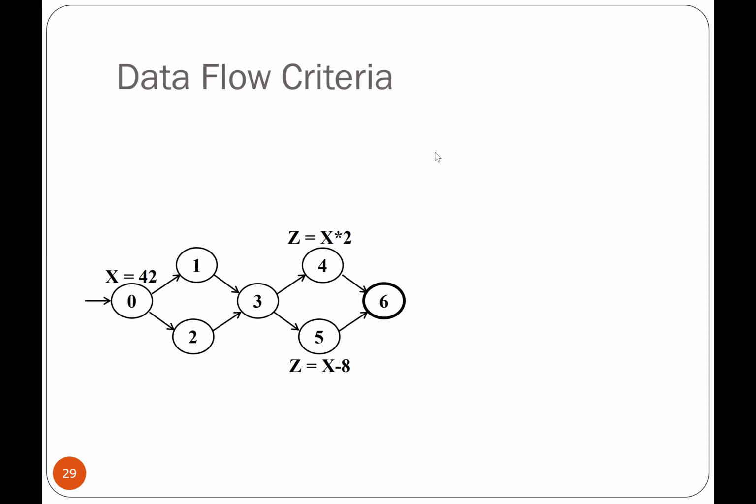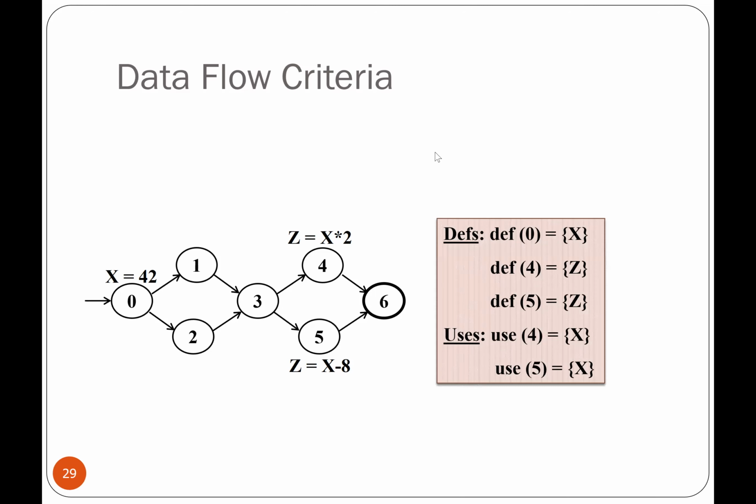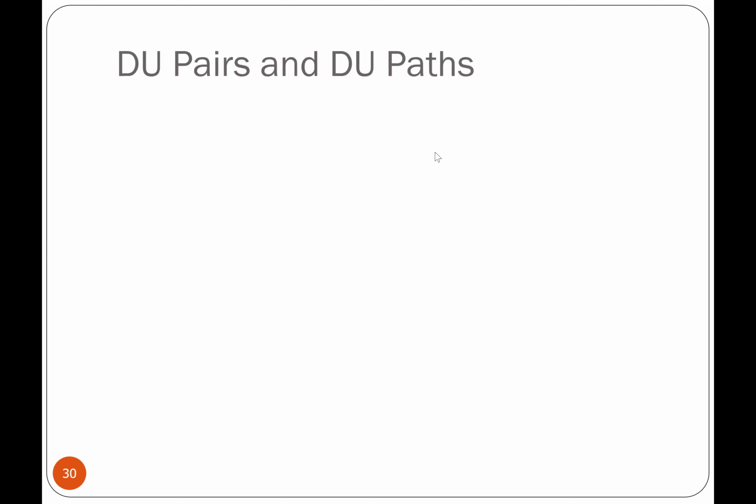So node number 3 could have been an if-else statement, where either I go left or I go right. Which means that when I get to use the variable z in node number 6, it could have been defined as z equals x multiplied by 2, or defined as z equals x minus 8. Again, I've got to check both of those scenarios, which gives rise to a number of coverage criteria based on data flow coverage. And this is where the concepts of DU pairs and DU paths come into play.